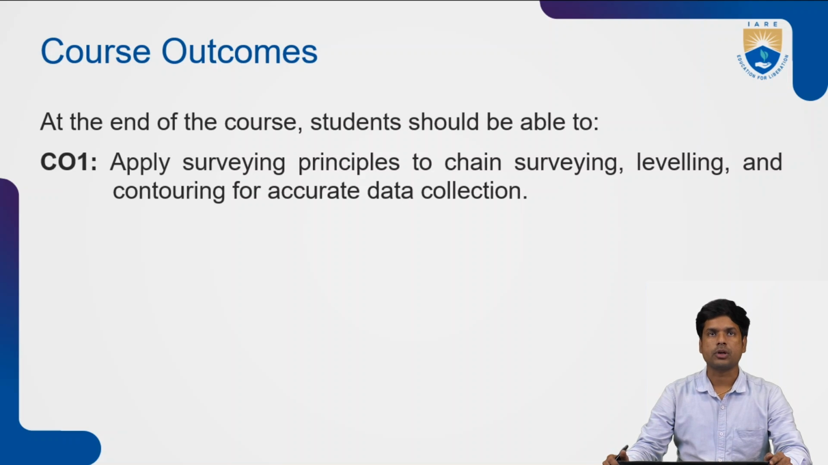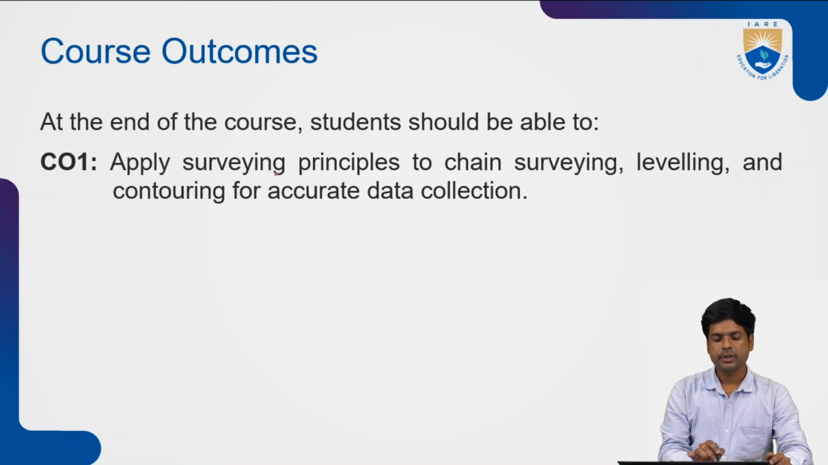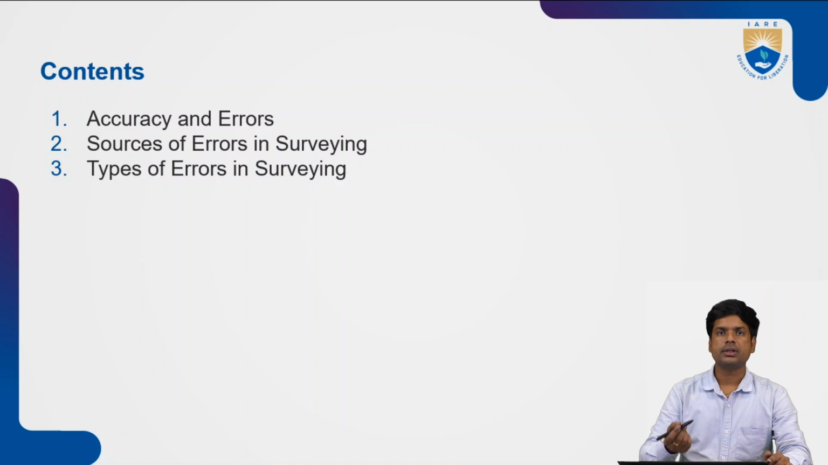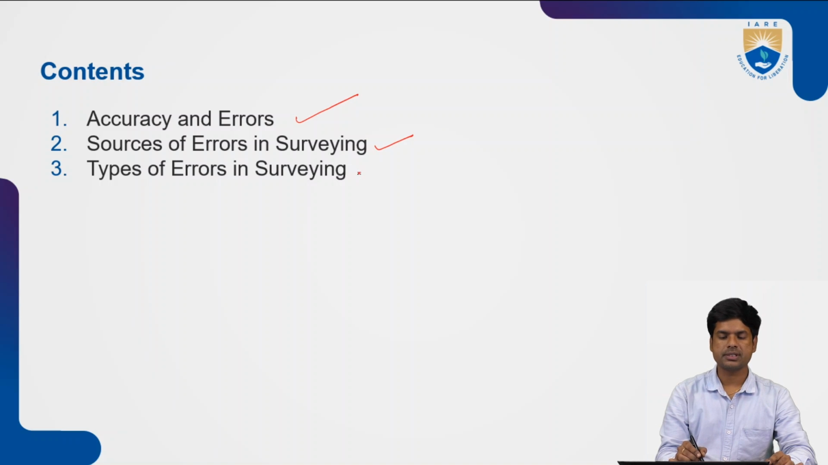So, after completion of this topic, we can apply the surveying principles to chain surveying, leveling, and contouring for accurate data collection. After knowing about the accuracy and errors topic, we can do the surveying very precisely without any errors. Coming to the contents of this lecture, first topic is accuracy and errors and sources of errors in surveying and types of errors in surveying.